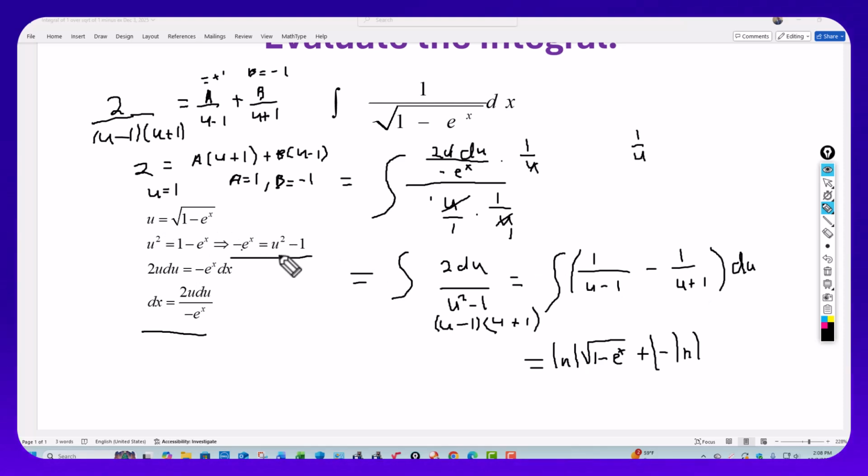But go back to the original variable again. This would be the square root of 1 minus e to the x. This one here has a minus 1 outside the square root. This is minus the natural log of u plus 1. There's my u, and I did a plus 1 here. Close the absolute value. And of course it's plus the constant of integration. So the final answer is the natural log of the absolute value of the square root of 1 minus e to the x, minus 1, and then minus the natural log of the absolute value of the square root of 1 minus e to the x, plus 1, plus the constant of integration.